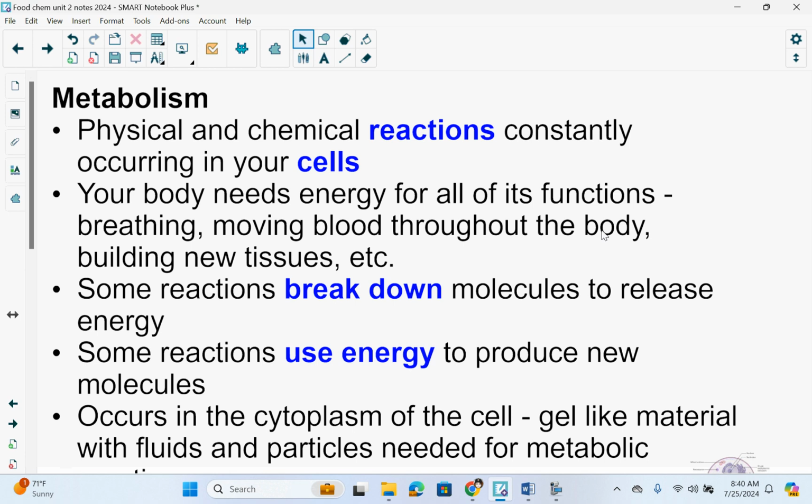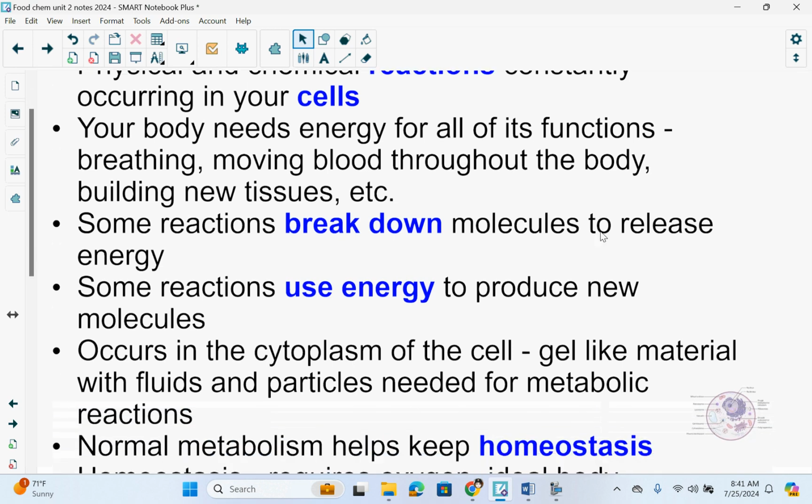Now, metabolism. These are your physical and chemical reactions constantly occurring in your cells. Your body needs energy for all of its functions, breathing, moving blood throughout the body, building new tissues, etc. Some reactions break down molecules to release energy. Some reactions use energy to produce new molecules.